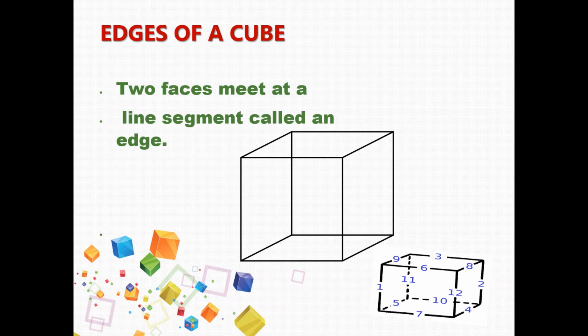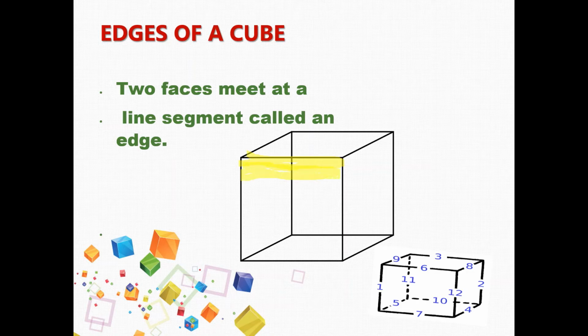So here, when two faces meet at a line segment, it is called an edge. Now I have a cube over here, and I'll try to color this face over here. Let me just color it for you a little bit so that you know. Okay, so this is the front face that I see. I'm just coloring it yellow.